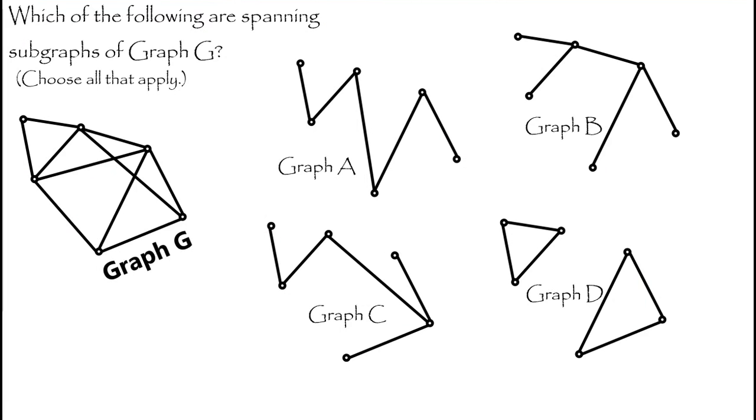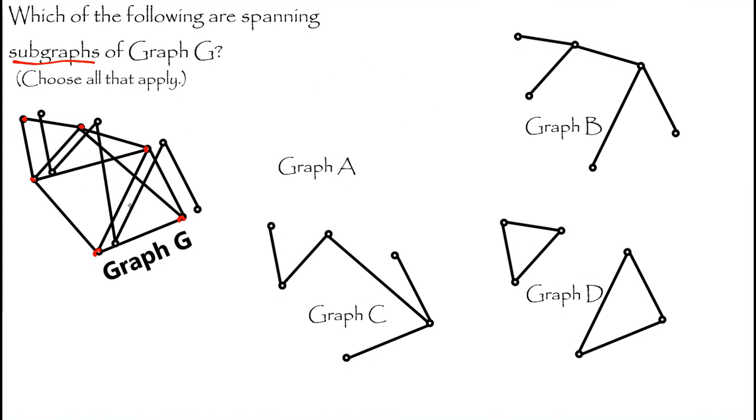Which of the following are spanning subgraphs of graph G? So the first thing I would look for is how many vertices do we need to consider? And we see there are 6 vertices in the parent graph. So anything with fewer than 6 or more than 6 would automatically be discounted. We see that all of these have 6 vertices. So far, they all look like they're spanning, but now we want to just take one more look to make sure that they are subgraphs, which means that their parts must come from the parent graph.